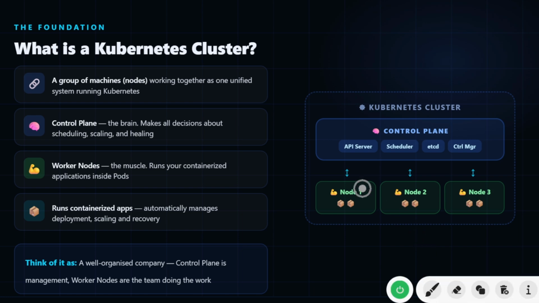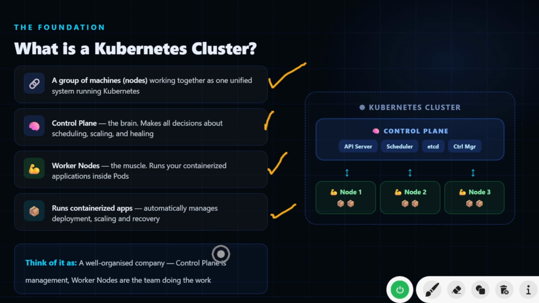As I already covered in the previous videos, I'm just giving a quick walkthrough of what a cluster is. A cluster is basically a group of machines, that means nodes, that work together as one unified system running Kubernetes. That includes a control plane, which acts like the brain, used to make your decisions about scheduling, scaling, self-healing, everything. And the underlying workers are like muscles, which run your containerized applications within the pods, and Kubernetes automatically manages the deployment, scaling, and recovery.